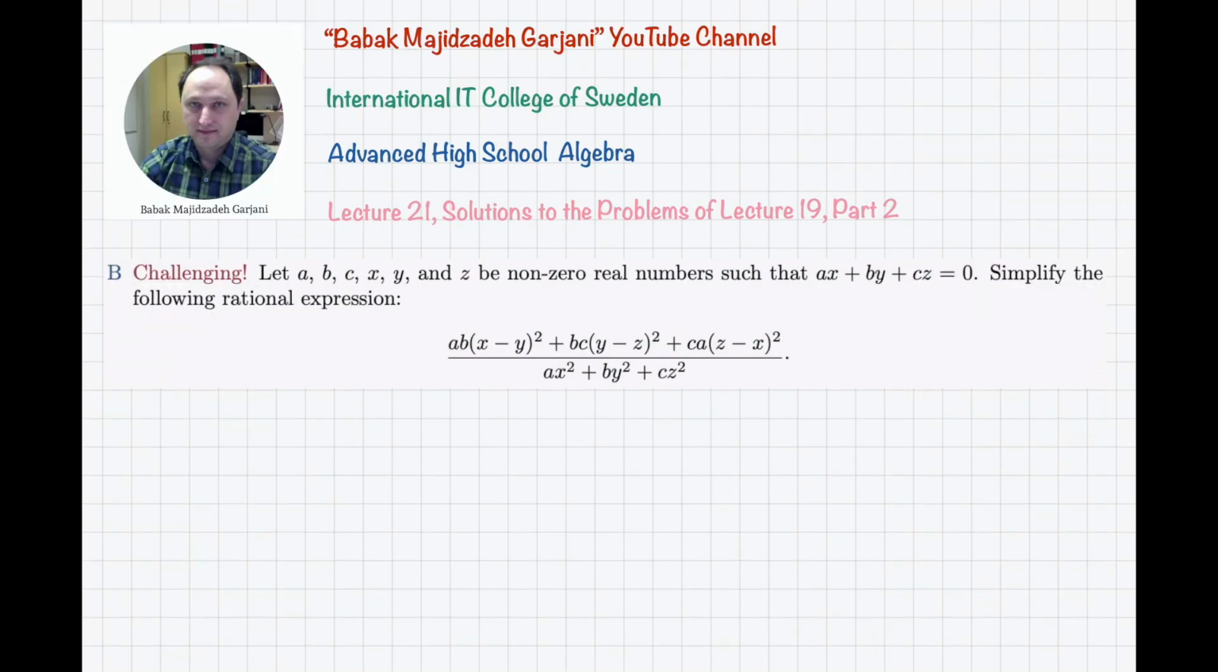Okay, now we go to the next problem. Here we know that a, b, c, x, y, and z are non-zero real numbers for which this relation holds. Based on this assumption, we want to simplify this rational expression. Okay?